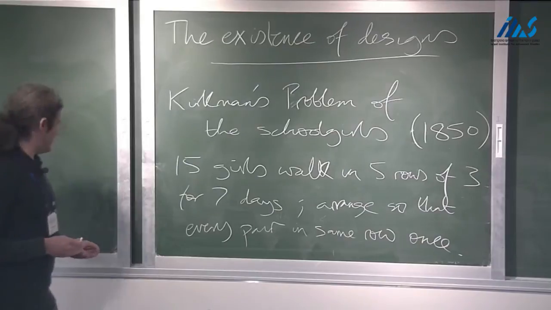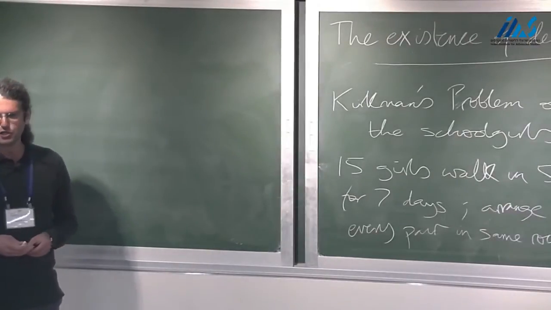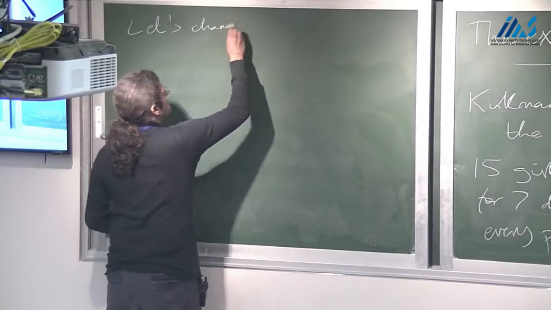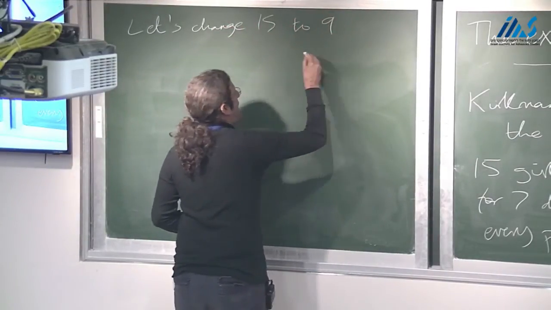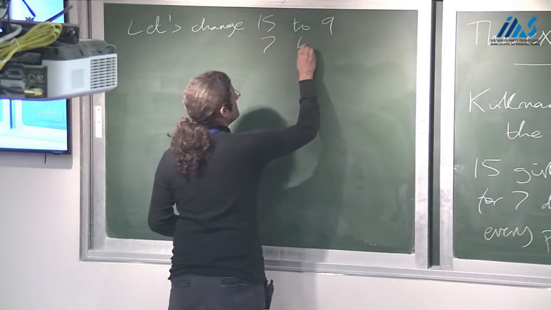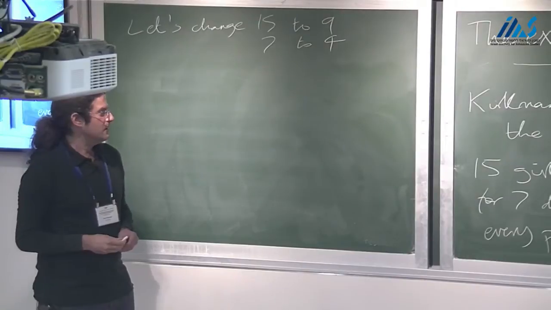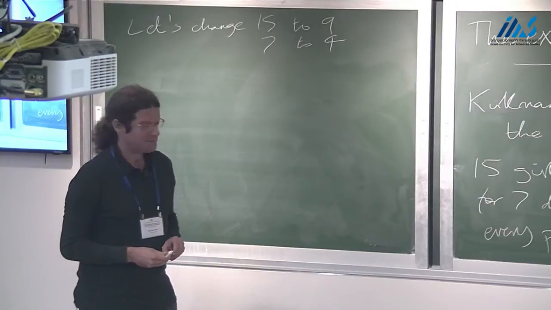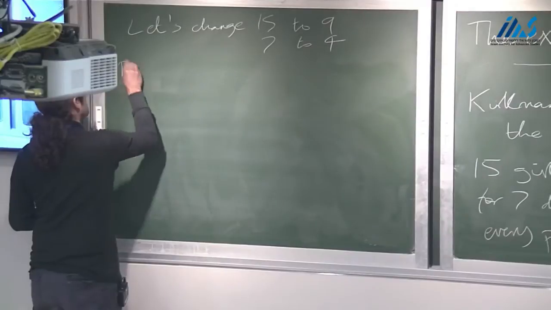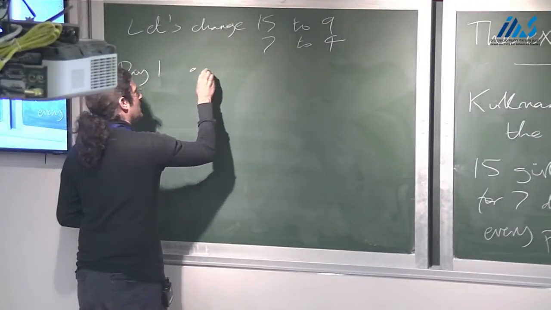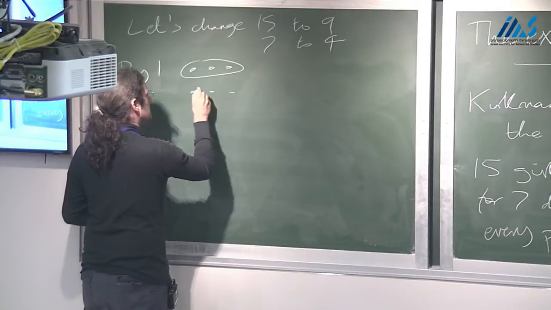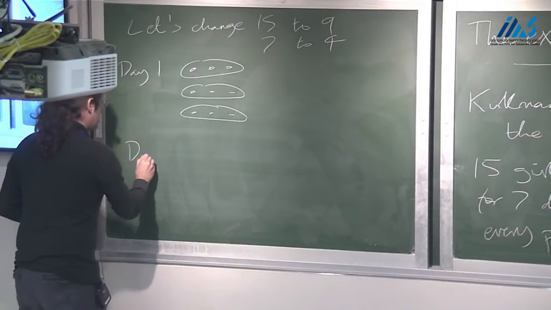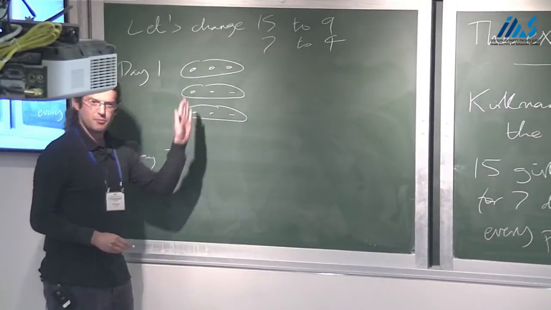As a first attempt at this problem, it's more convenient to change 15 to something a bit smaller. So let's change 15 to 9, and we'll change 7 to 4. Now I'm going to have 9 girls, and they're going to walk in three rows of three for 4 days. So on day one, maybe we have a row like this, a row like this, and a row like this. Maybe on the second day, instead of arranging them horizontally, I'll arrange them vertically.